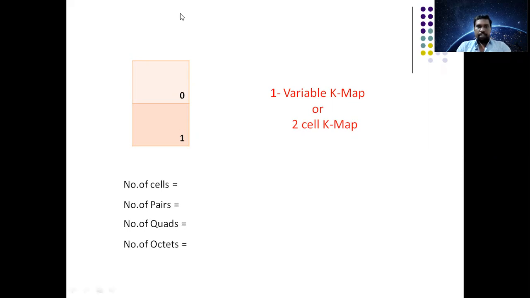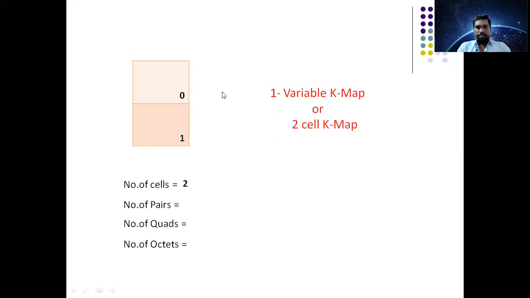Now, if you observe here, the number of cells is 2. This is the first cell, this is the second cell. Total we have 2 cells. Therefore, the number of cells is equal to 2.